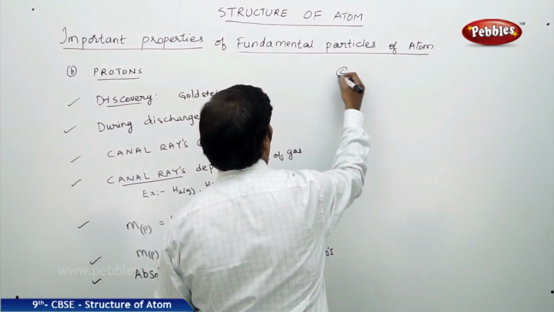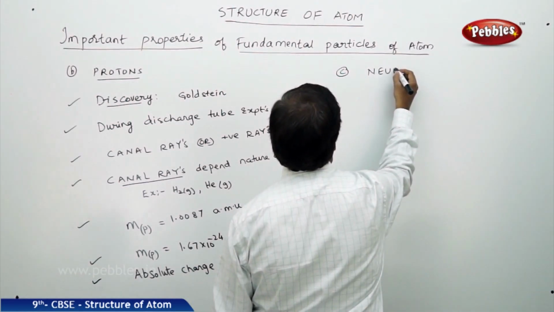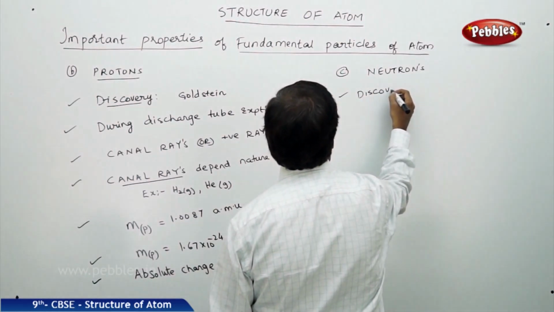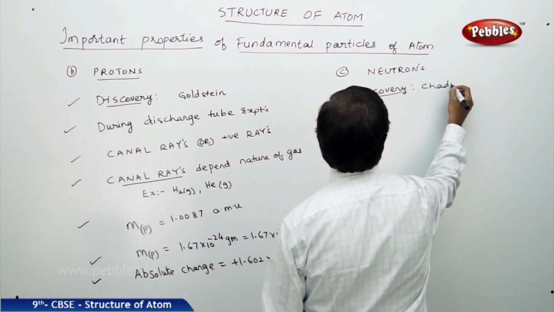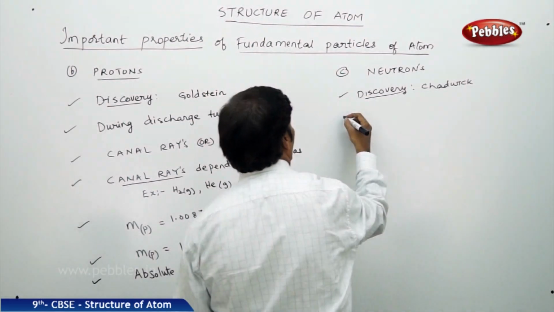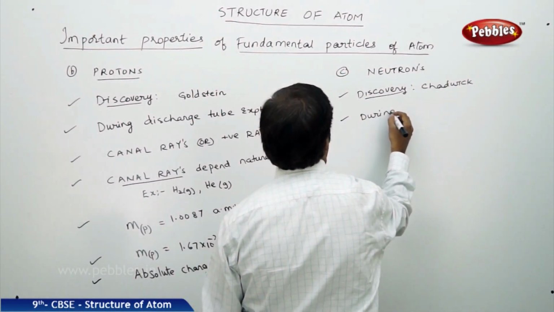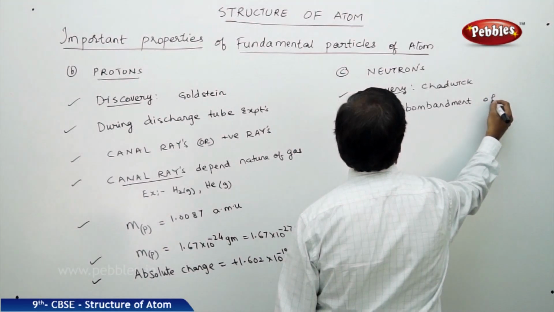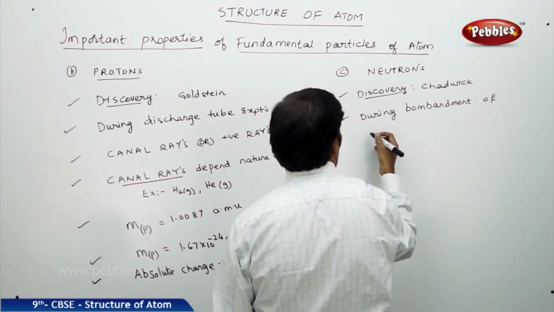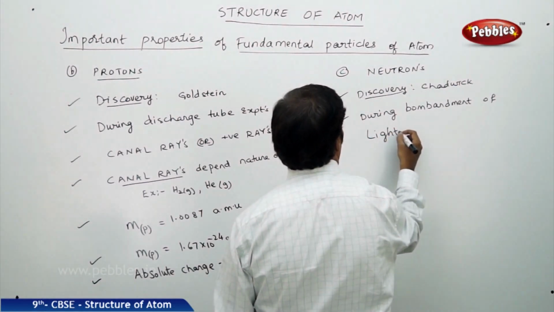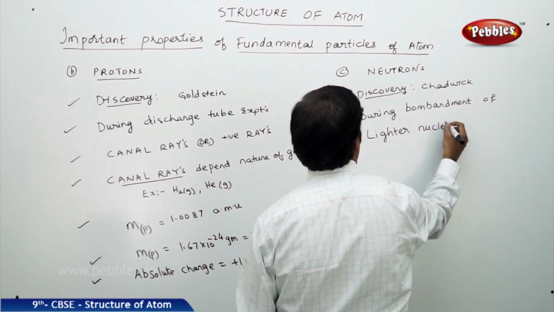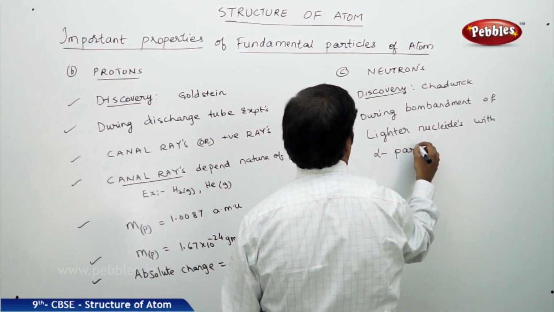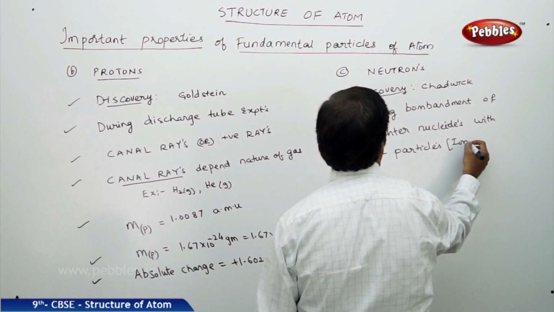And coming back to neutrons, the discovery was done by Chadwick during the bombardment of lighter nuclides with alpha particles in an ionization chamber.